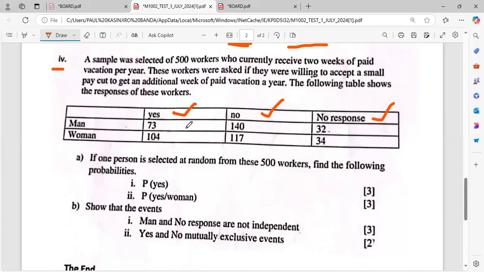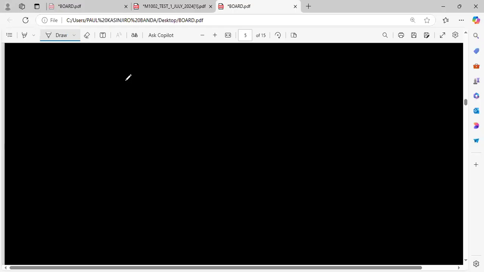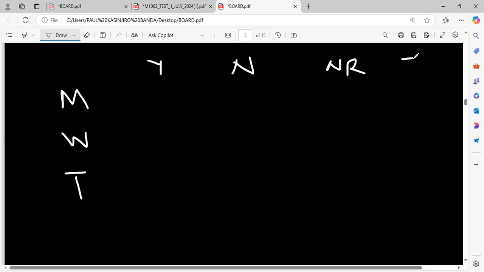So let's draw this table and then add the totals there and on that side. I'm going to draw it in a simple way. We have man here, then woman, and then total here. On this side we have yes, no, and then no response. I'm going to write no response as NR.